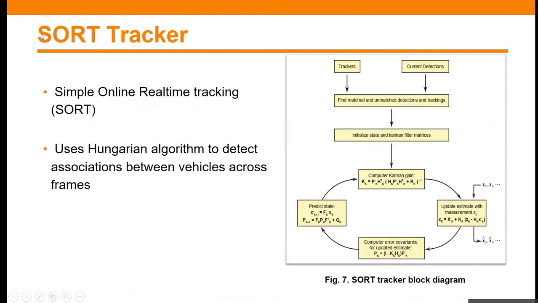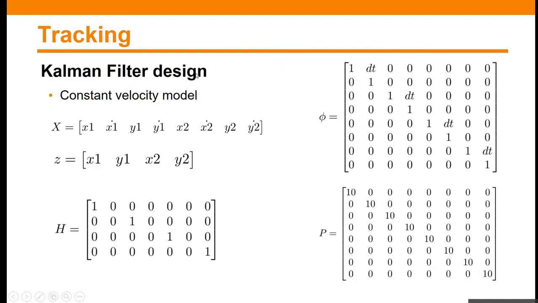The tracker that I am using is SORT tracker because it is real time and very accurate. As an input, it takes the detections of the previous frame and the current detection values. Then it uses the Hungarian algorithm to associate bounding boxes between the current frame and the previous frame. After the association is done, we use a Kalman filter to track the associated bounding boxes.